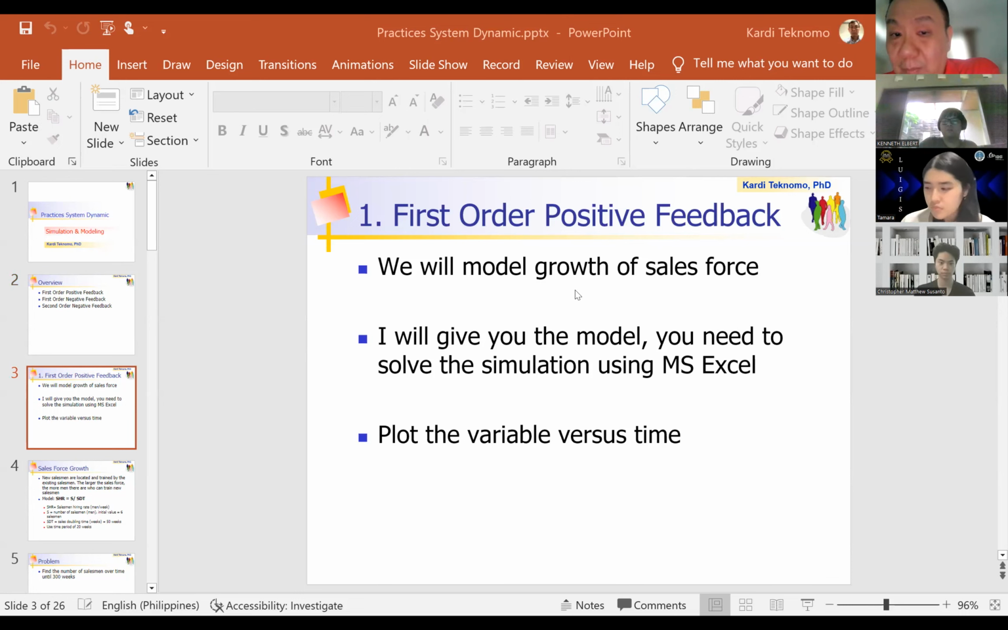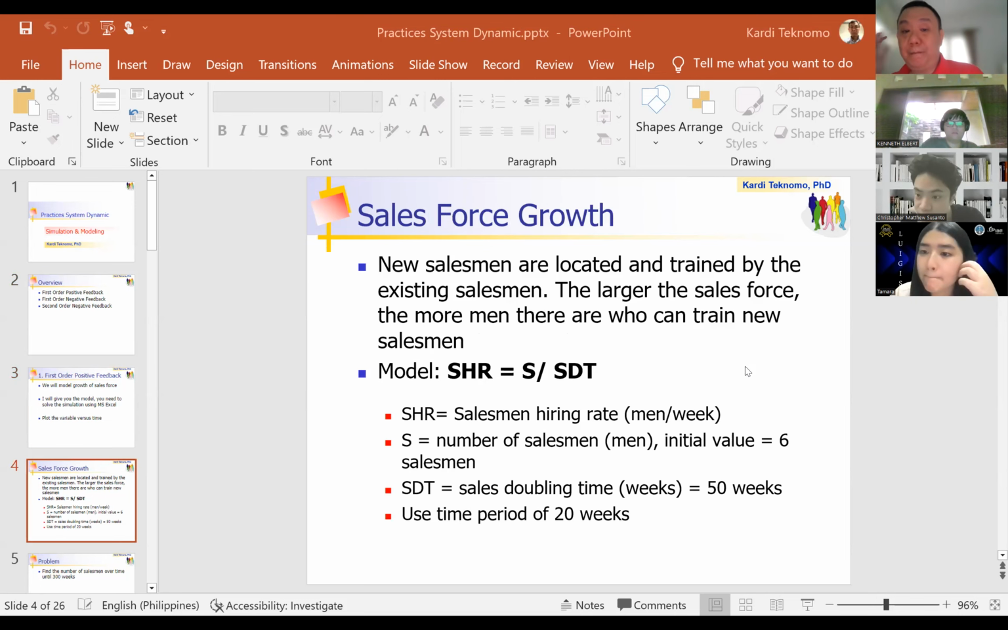First we will grow the model of Salesforce. So I will give you the model. You need to solve the simulation in Excel, and then you need to plot the variable versus time. Here is the model.